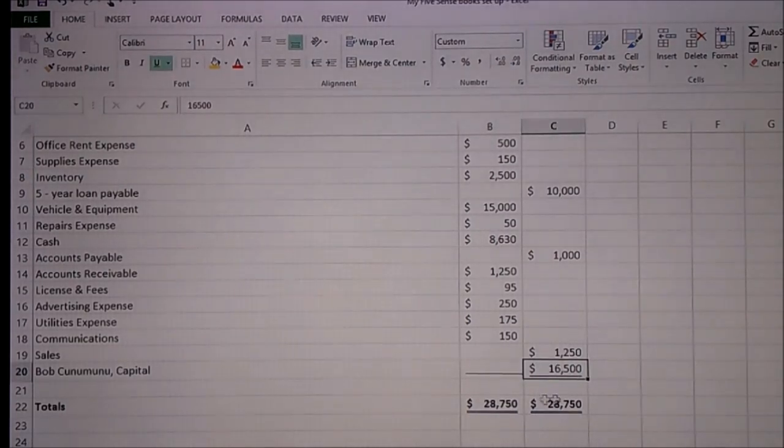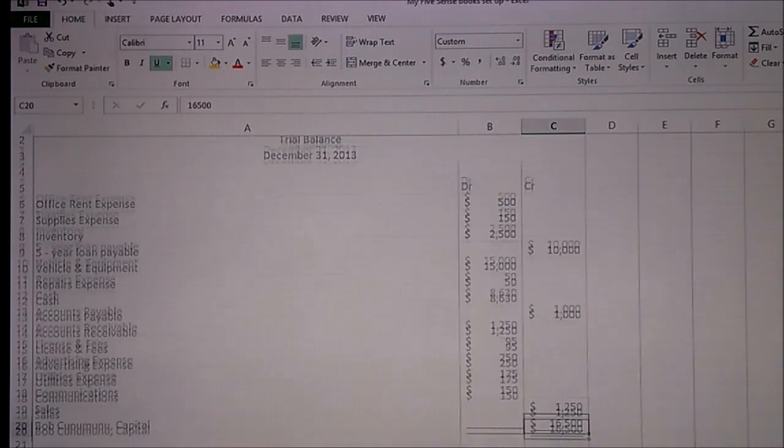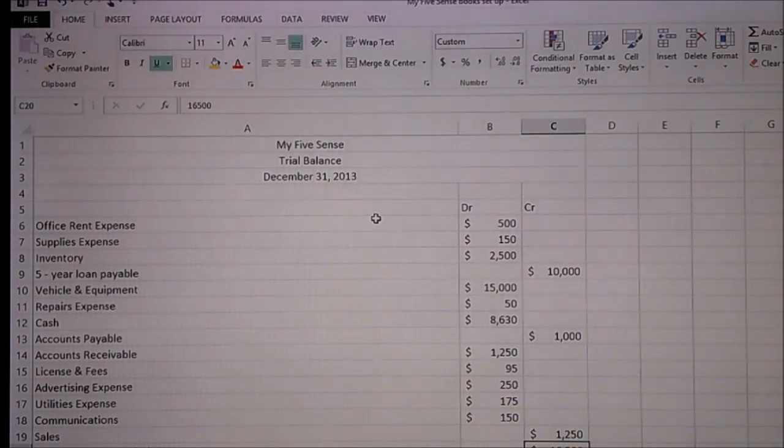Add both columns up, and as you can see, we are in balance. $28,750 debits, $28,750 of credit. All right, so there goes. That's it for preparing a trial balance, and we're good to go. Move on to the next step.